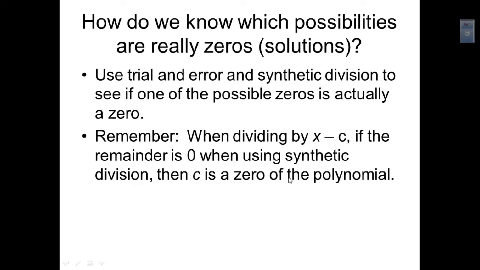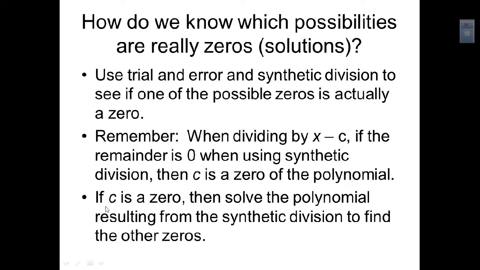So if you divide it out and the remainder is 0, then it divided in evenly, therefore it's a factor. And it's a 0. If it's a factor, then you can solve it to be a 0. If c is a 0, then solve the polynomial resulting from the synthetic division to find the other zeros. In other words, don't go back and start with the same polynomial again.